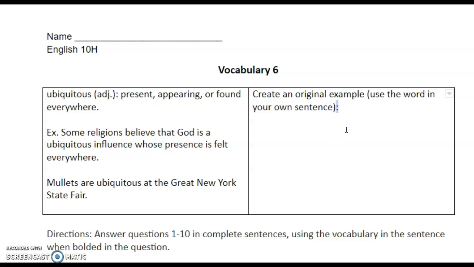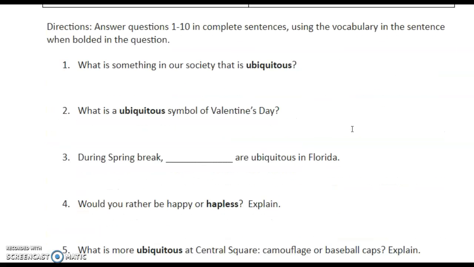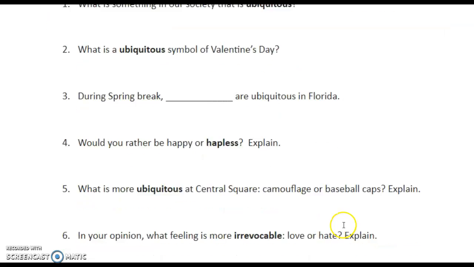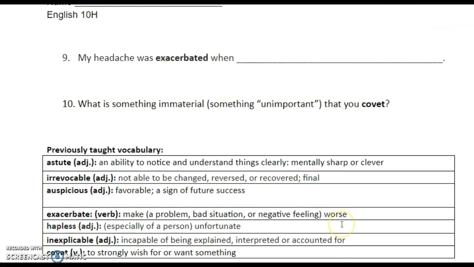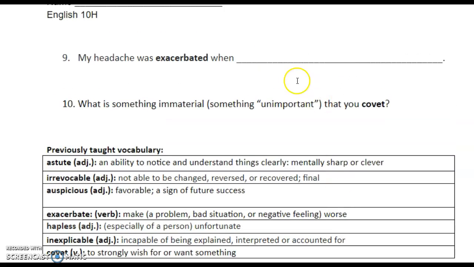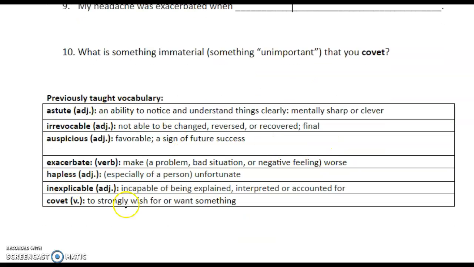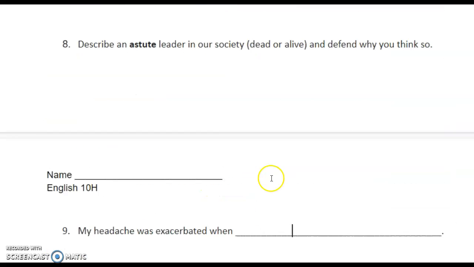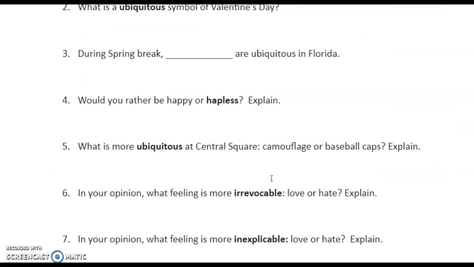You will write your own example in the right-hand column, and then you have 10 questions that you need to answer in complete sentences using the vocab word in each sentence. The only time you don't need to do that is number 3, which is a fill in the blank. Just a reminder, you always have review. Number 9 also, you just need to fill in the blank, so you don't need to restate the word. Previously taught vocab words that you need for this assignment are at the bottom of the page because remember, previously taught words also come up on this.